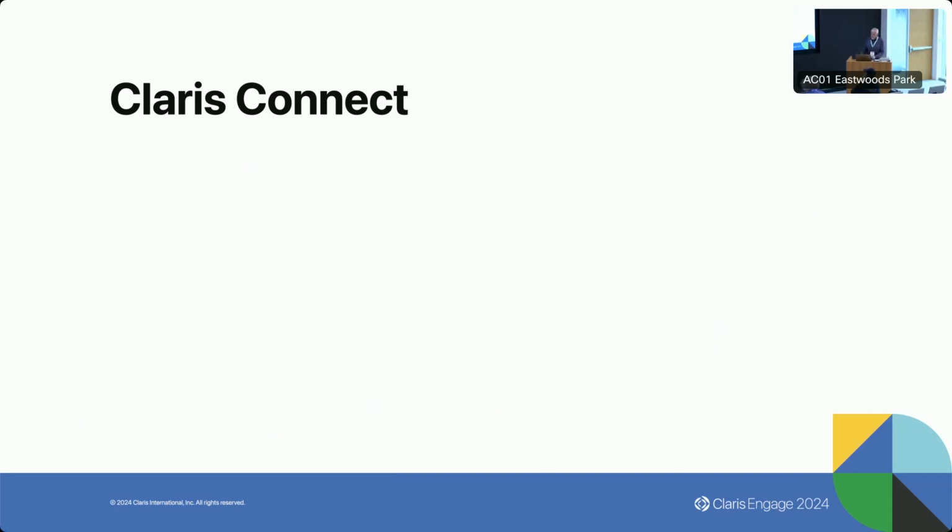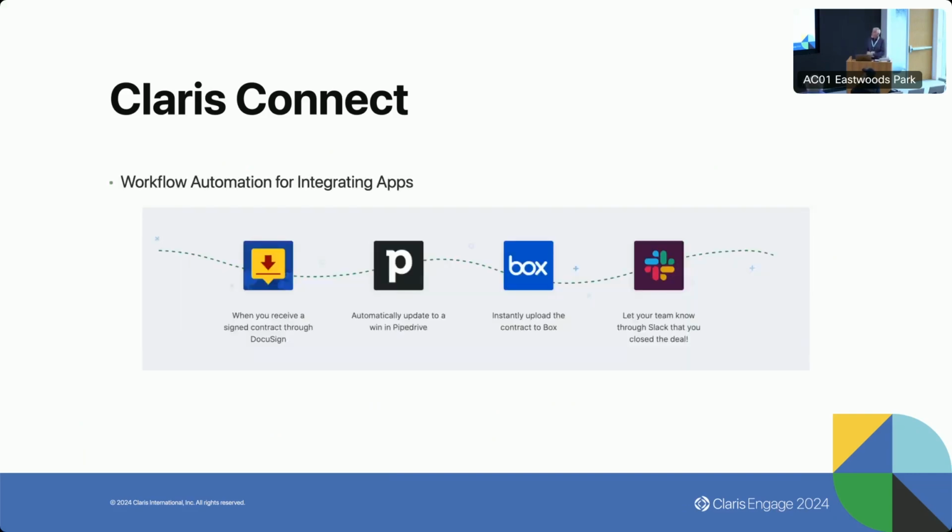Claris Connect refers to itself as workflow automation for integrating apps. The idea with Connect is that you start with a trigger and then you use a series of actions to create a flow. In this example, when you receive a signed contract from DocuSign, that's your trigger. Automatically update a win in Pipedrive, instantly upload the contract to Dropbox, and let your team know through Slack that you closed the deal. There are connectors for a ton of different services.